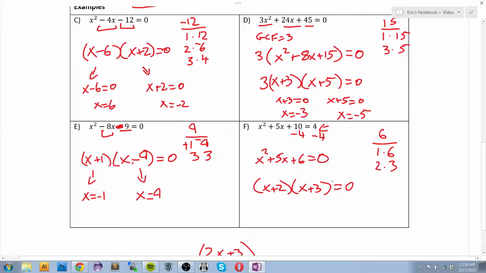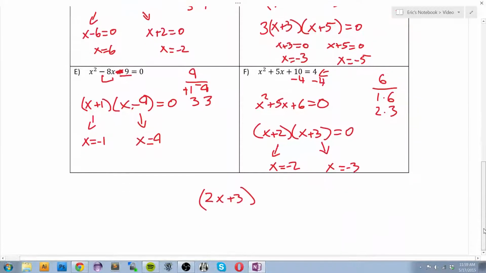And now that it's in factored form, I can think about the zero property. X could be equal to a negative 2, or x could be equal to a negative 3. So again, notice that we're using the factoring technique that we learned from earlier. We're using the zero product property to help clean it up at the end and solve 2 little mini problems.